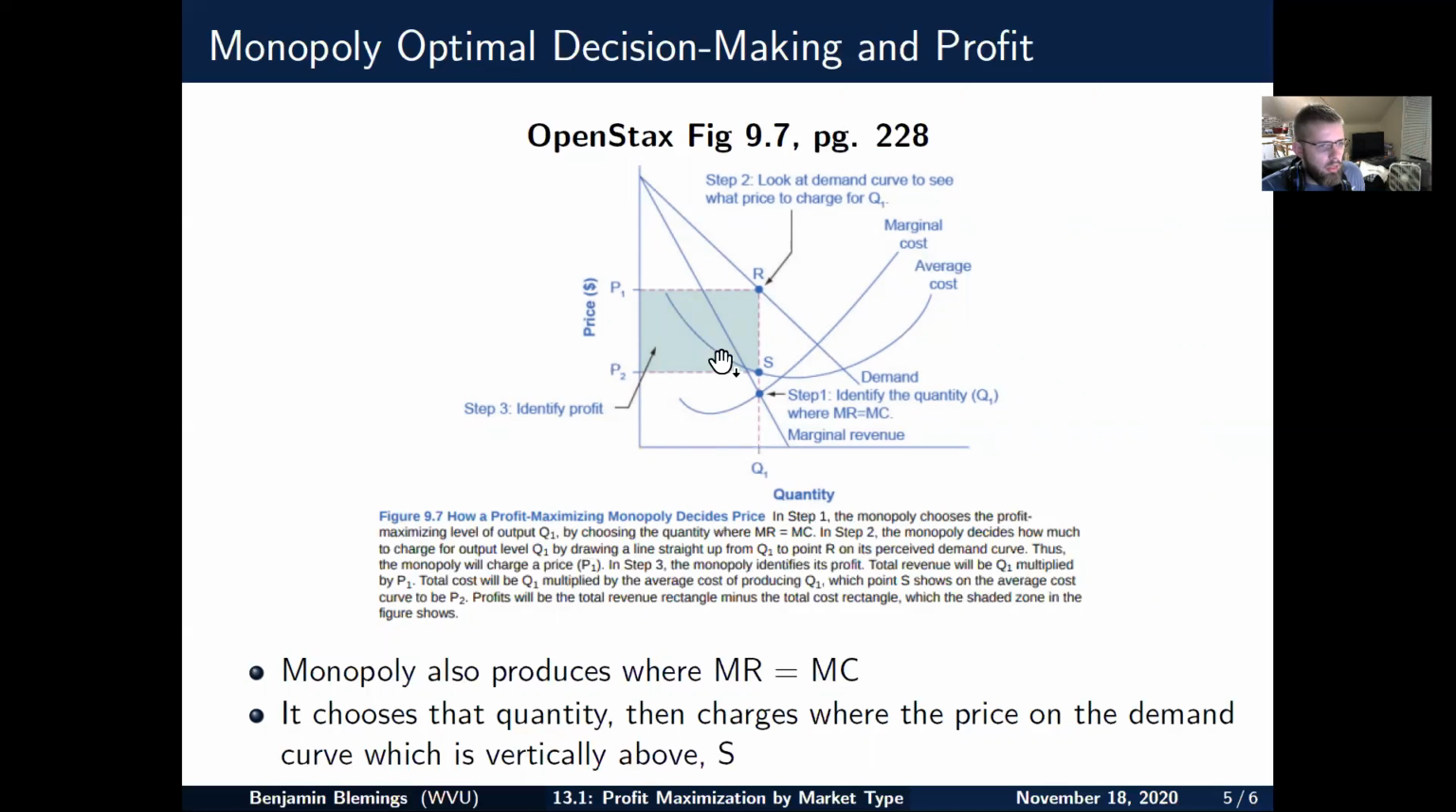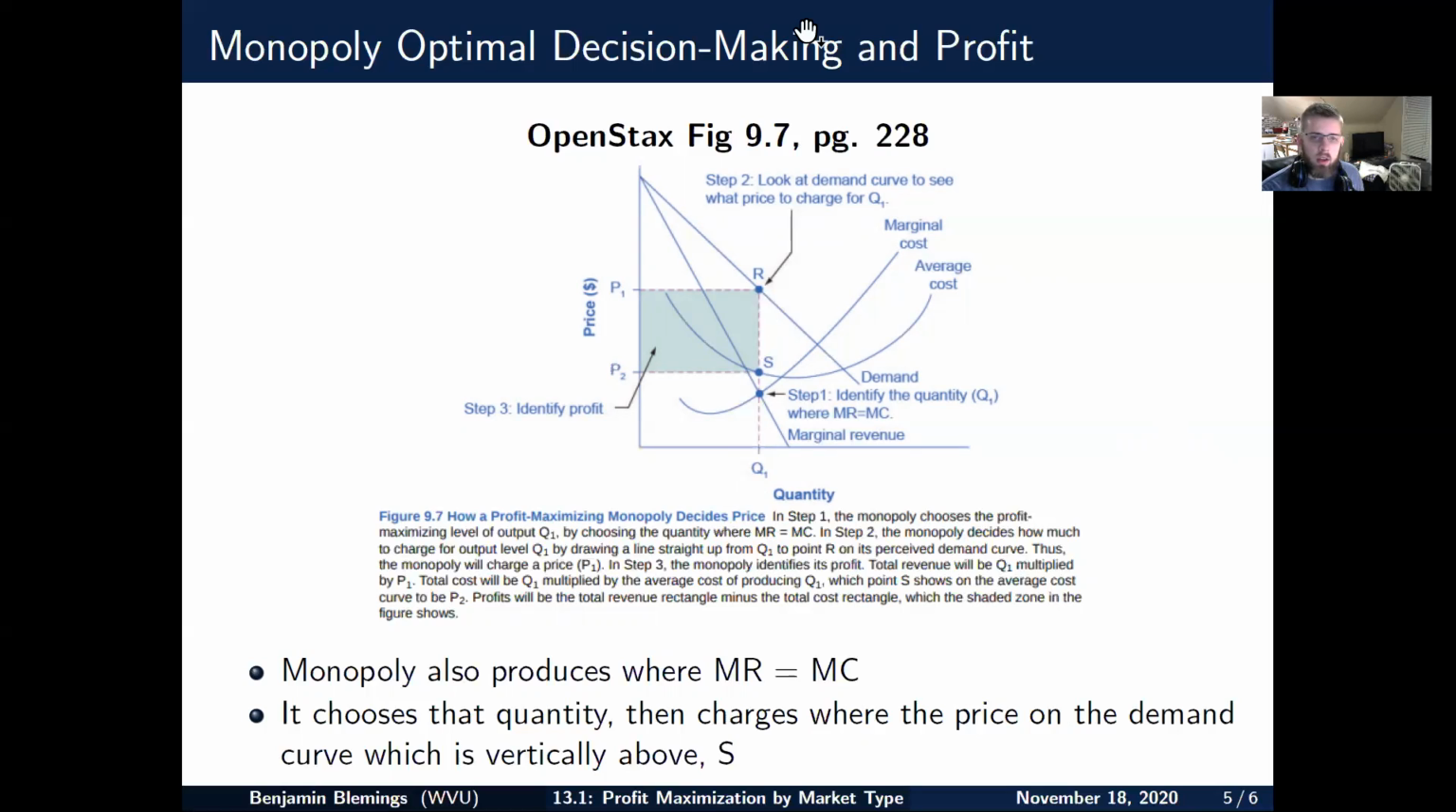And so the optimal quantity to produce is where marginal revenue crosses marginal cost, which is this point here in step 1, and then they charge R, because they can charge all of this markup here because they're a monopoly and they have that market power. And so this box here is their profit. So they produce a quantity here and they charge price R. And that's the profit maximization decision. That's the optimal quantity to produce.